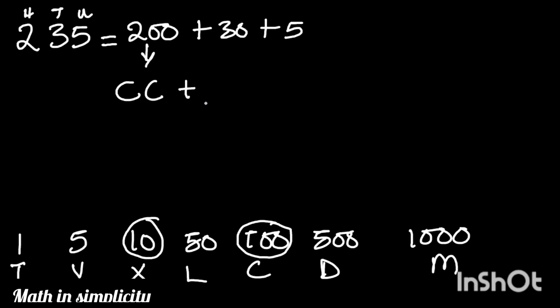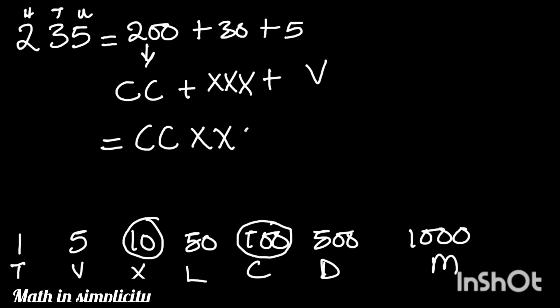Plus 30 is after 10, so it's just going to be 10 plus 10 plus 10. That's X, X, and X, plus 5 is V, right? So V. Very easy. So it becomes CC, X, X, X, and then V. So that's the answer. 235 is CCXXXV.